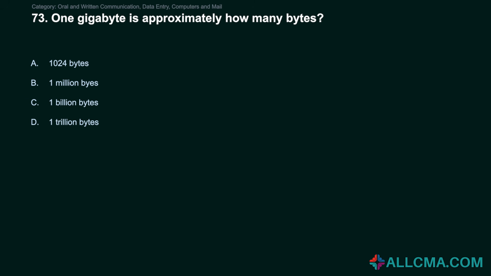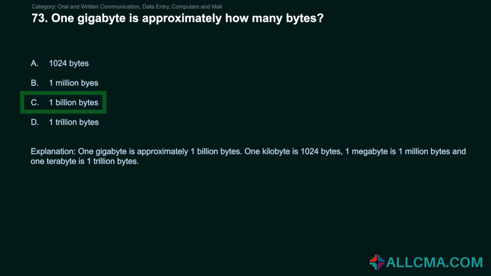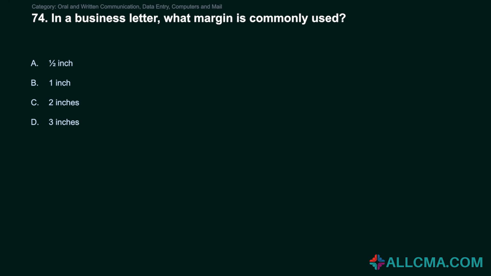73. 1 gigabyte is approximately how many bytes? A. 1024 bytes. B. 1 million bytes. C. 1 billion bytes. D. 1 trillion bytes. Correct answer, C. 1 billion bytes. 1 gigabyte is approximately 1 billion bytes. 1 kilobyte is 1024 bytes, 1 megabyte is 1 million bytes, and 1 terabyte is 1 trillion bytes.